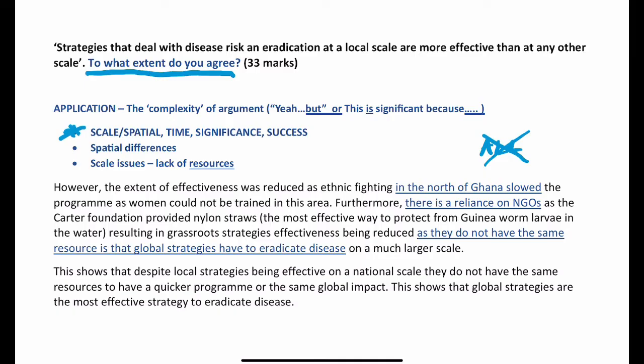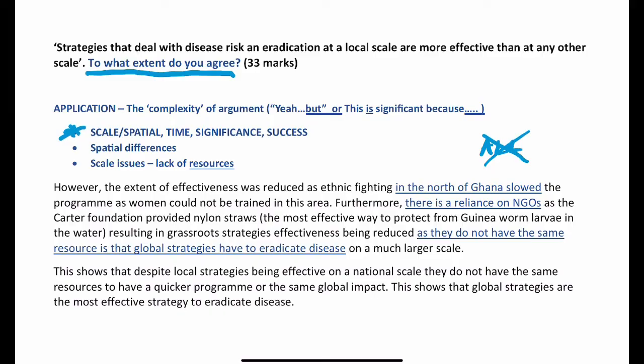So here, rather than doing this is significant, I've done the yeah, but. So I've said that they are effective local strategies, but I've said, however, there are some spatial issues, and also the scale of what they can do isn't very big beyond a national scale. Here, again, I've written somewhere in the range of 3 to 5 lines.